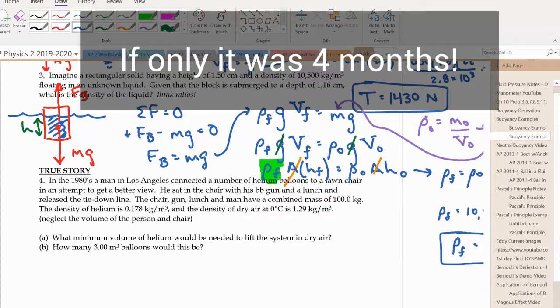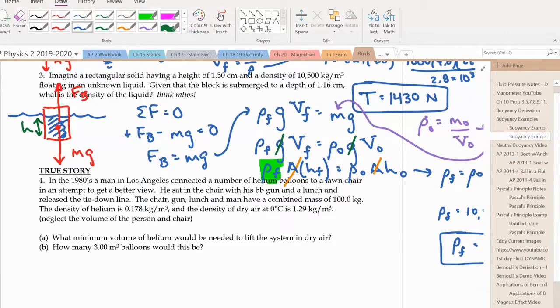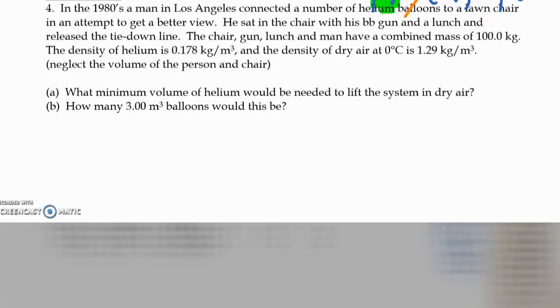But here it is. This is one of my favorite problems, actually. In the 1980s, a man in Los Angeles connected a number of helium balloons to a lawn chair in an attempt to get a better view. This guy is my hero. Now, he sat in the chair with his BB gun and a lunch, and it turns out a 6-pack of beer. But that's not in the problem. And released the tie-down line.